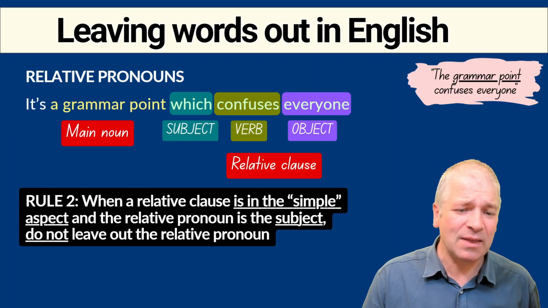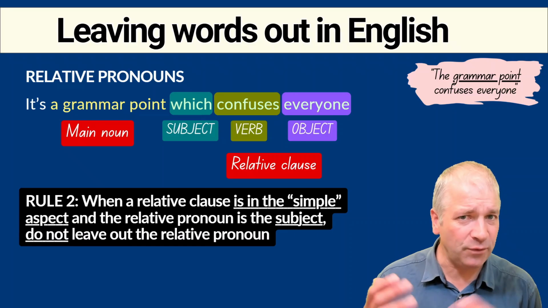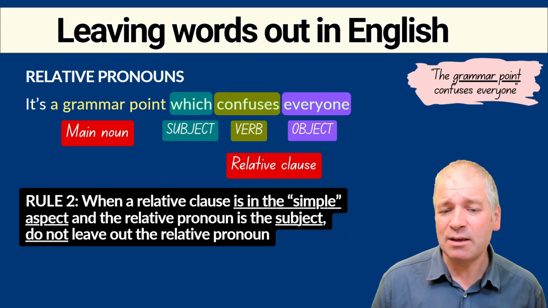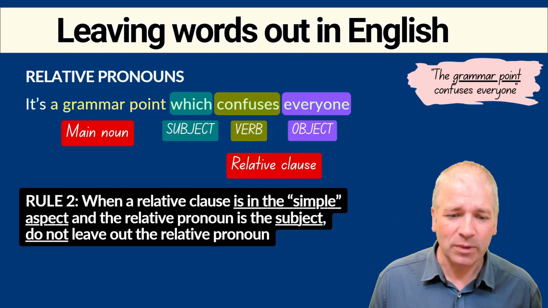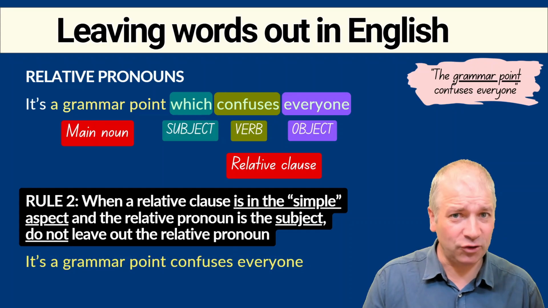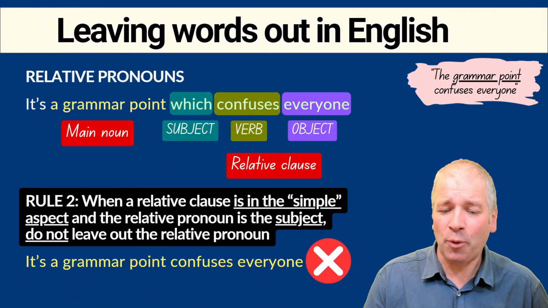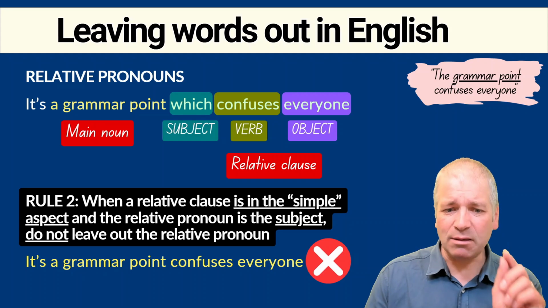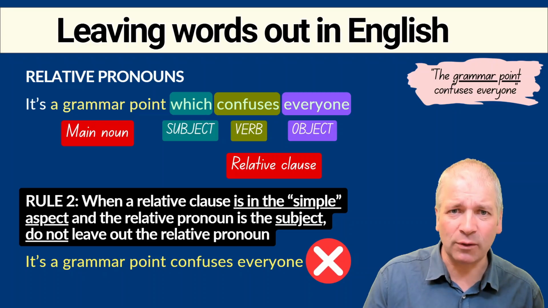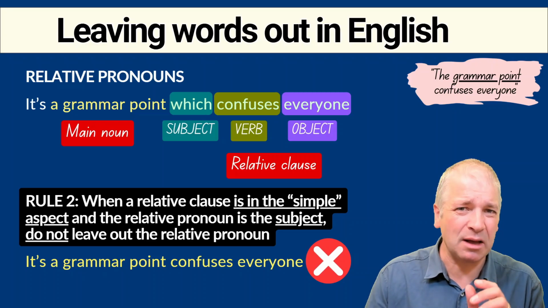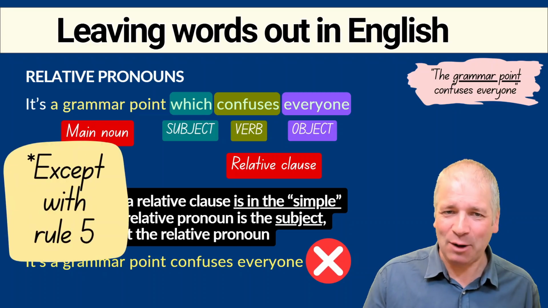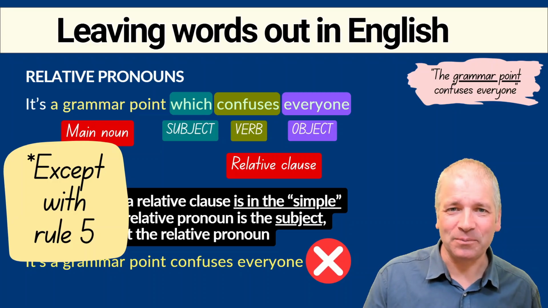When a relative clause is in the simple aspect, so confuses is a simple present simple verb, and the relative pronoun is the subject, so which is the subject here, then do not leave out the relative pronoun. So we can't do this. It's a grammar point, confuses everyone. No, we need to keep the relative pronoun in because it's the subject of the relative clause. And the relative clause itself uses a simple tense verb. But there are always exceptions, and we'll come to that in rule number 5.